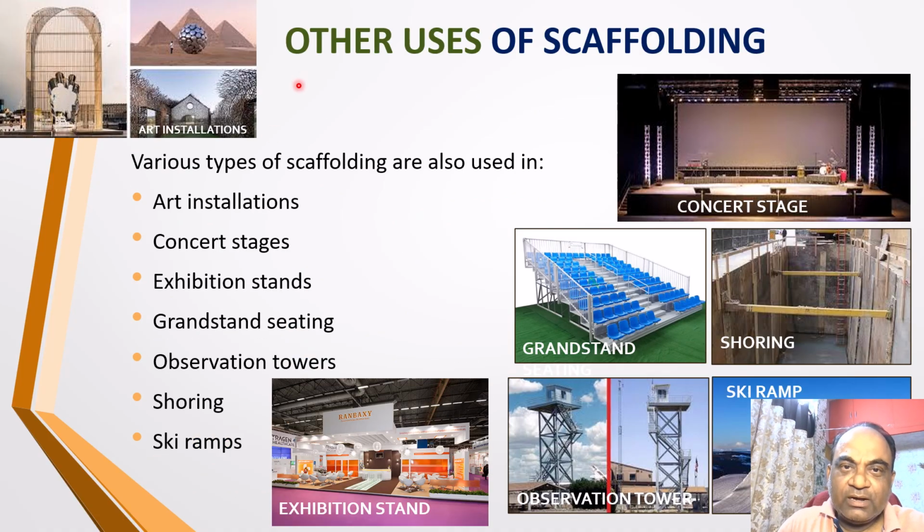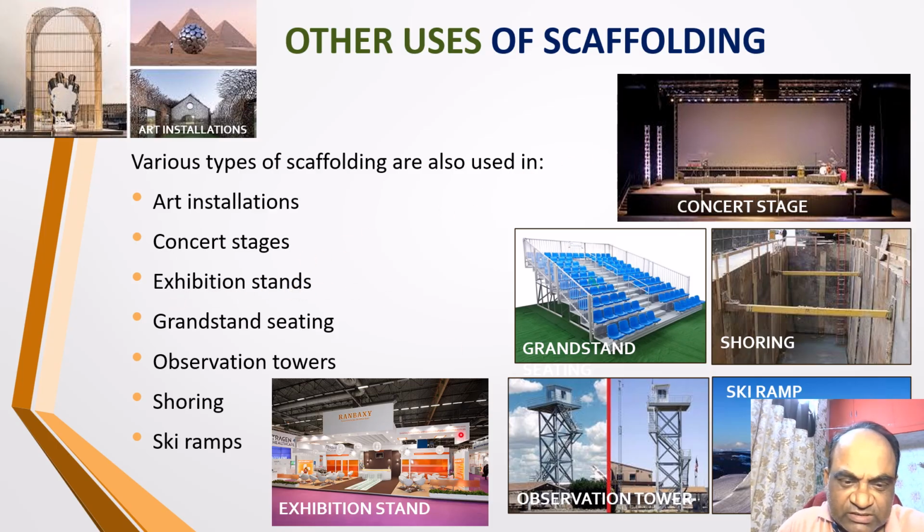Now, some other uses of scaffoldings are also there. Various types of scaffoldings are also used in art illustrations. As you can see, this is an art illustration, and in order to make all these art illustrations, scaffoldings are erected on the ground. The second one is the concert stage. This type of concert stage also needs scaffolding work, so scaffolding work is also done at a concert stage like this.